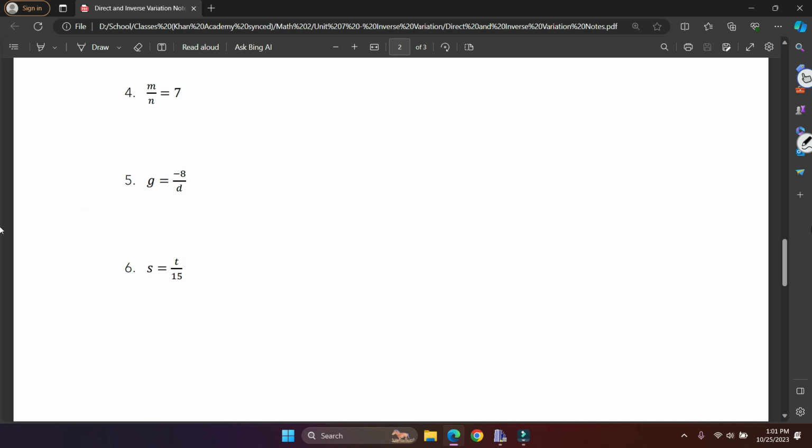Number 4 says m divided by n is equal to 7. From here, we can also use our secondary definitions from the introduction video and recognize that we have a ratio set equal to a constant, which means that that is direct variation. Now, if you're not certain about that, you can go ahead and solve this equation for m by multiplying each side by n, which produces a resulting equation of m equals 7 times n. And then again from there we can see that is also in fact direct variation.